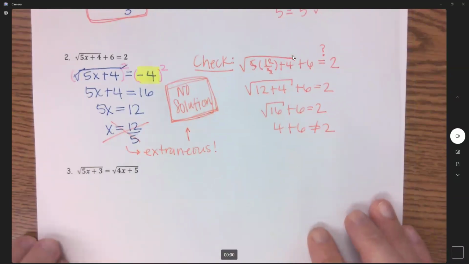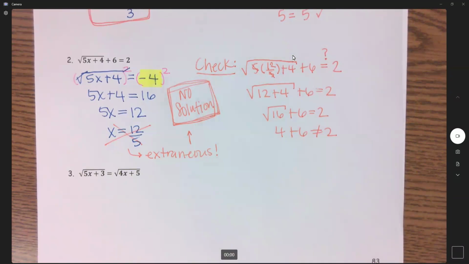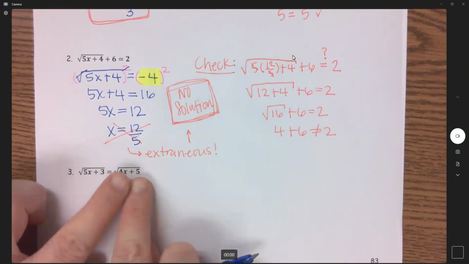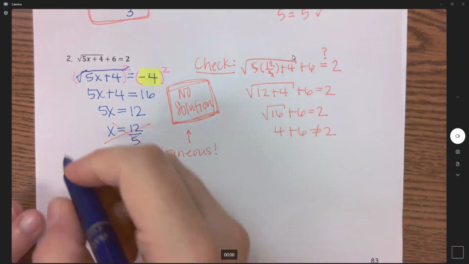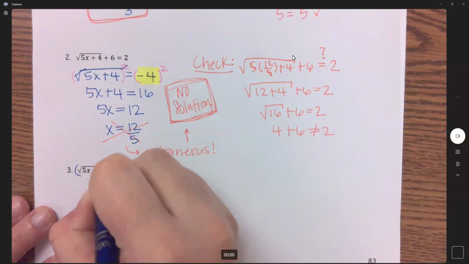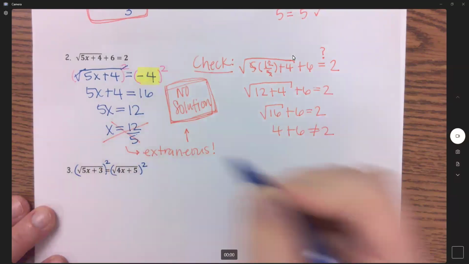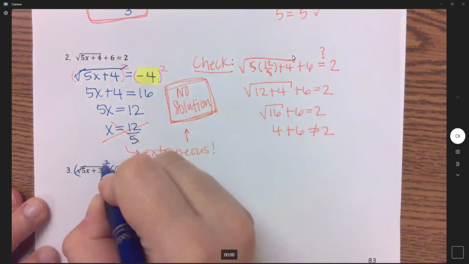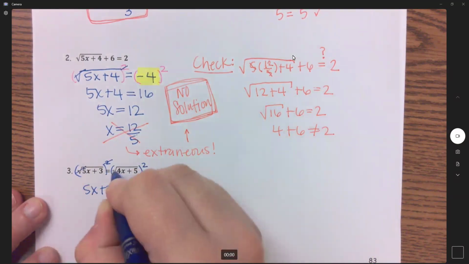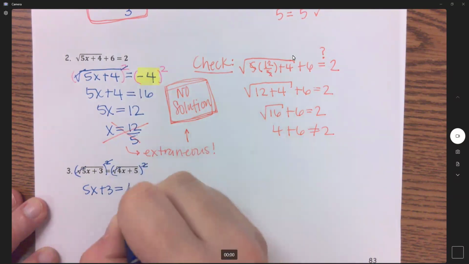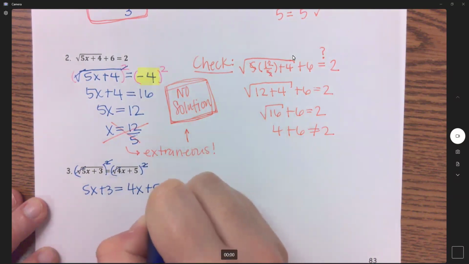Number 3 looks really complicated. It's even easier than the top two, in my opinion. Step 1 is to isolate one radical on one side. Well, this radical is isolated and this one's isolated. They're both isolated. So to get rid of those square roots, I'm going to square. And this square root and square cancel, leaving me 5x plus 3, as well as this square root and this square, leaving me 4x plus 5.